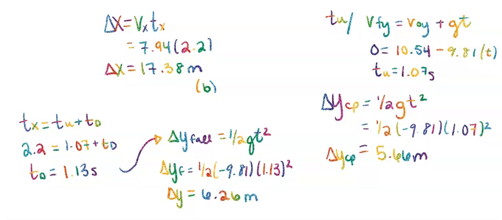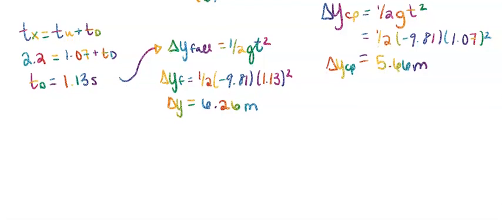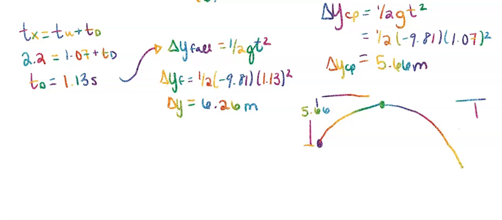So just looking at this from a visual perspective, we are going from the hands up to the peak, which exists at 5.66 meters. And then we are going from that highest point down to the person catching it, which is a larger value. So that implies that the object is being tossed or released from a point higher than it is being caught, based on the fact that it's falling down. So 5.66 up, 6.26 down.